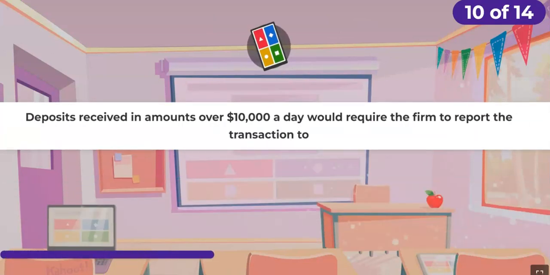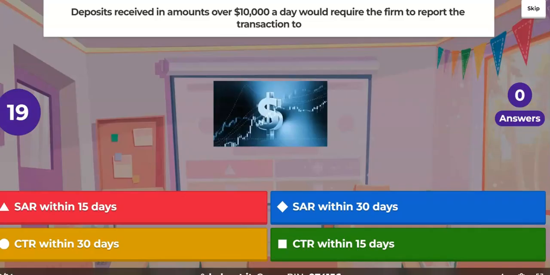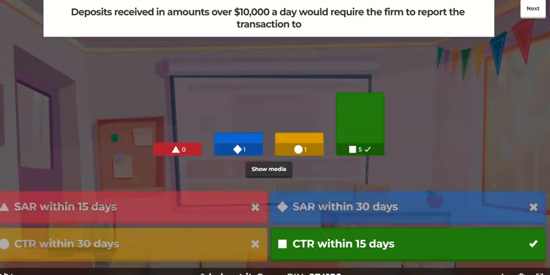Deposits received in amounts over $10,000 a day would require the firm to report the transaction to A. SAR within 15 days, SAR within 30 days, CTR within 30 days, or CTR within 15 days.